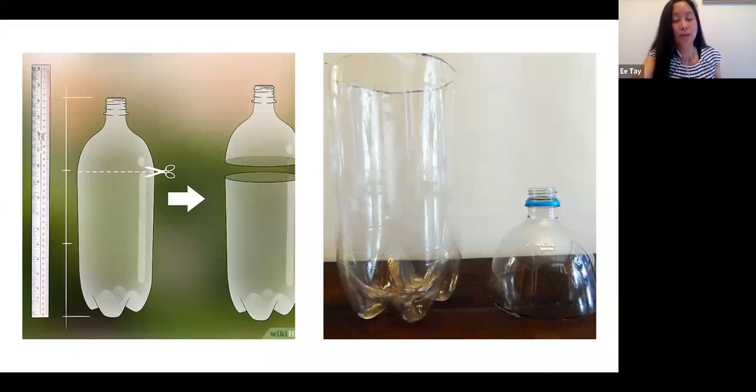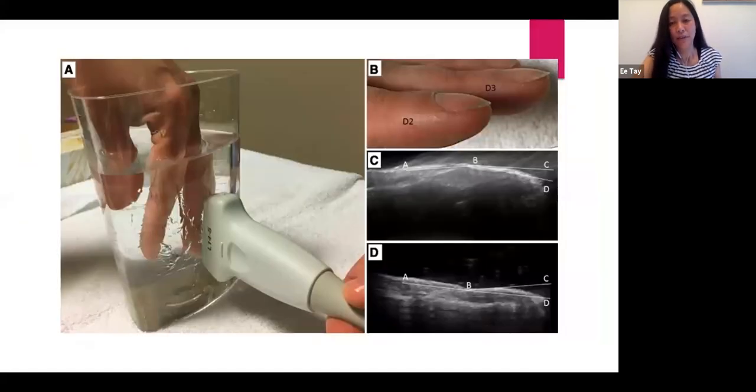So one of the things that you can do is you can take a canister that you have in your hospital, or take a 2-liter bottle, and just basically stick your entire hand in there, or whatever that you need to ultrasound. And so here's an example of fingers, and then using this.